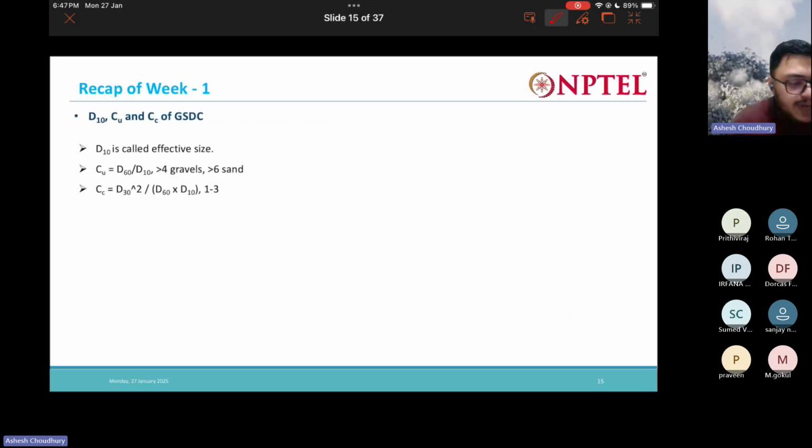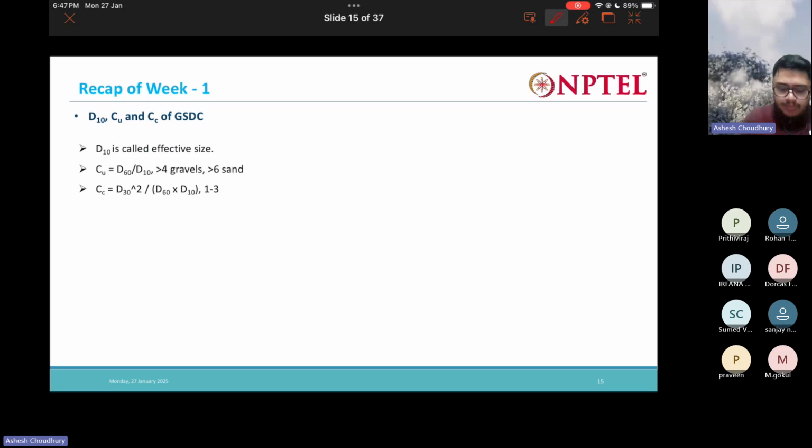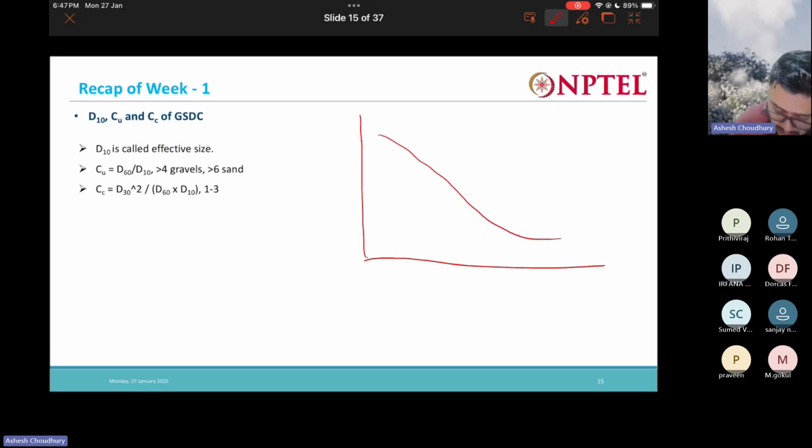Now finally you are able to construct your whole grain size distribution chart. You did the sieve analysis, you did the hydrometer analysis. Now you can finally draw the complete grain size distribution chart. So you have your percentage finer, you have the soil size in mm. It is 100 and this is 0.0001. So finally you get this grain size distribution chart.